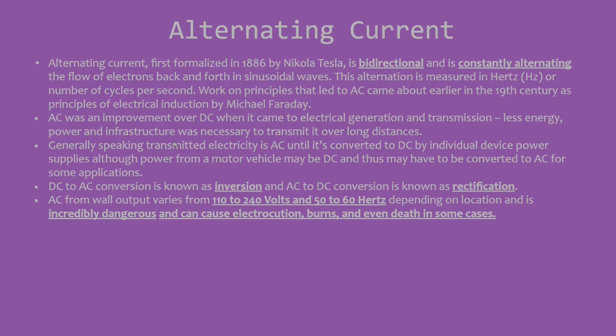There was work done throughout the 19th century, such as electrical induction by Michael Faraday, which basically made electrical generation possible. AC is easier to transmit over long distances, easier to convert into higher voltage, and it basically brought electricity to everybody. DC to AC conversion is known as inversion, and then AC to DC conversion is known as rectification.